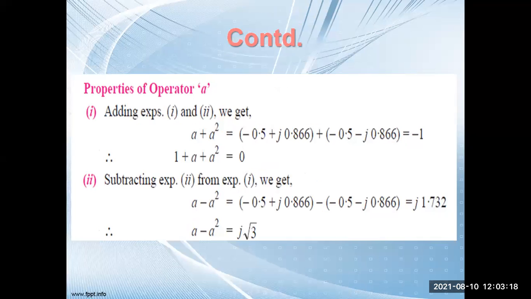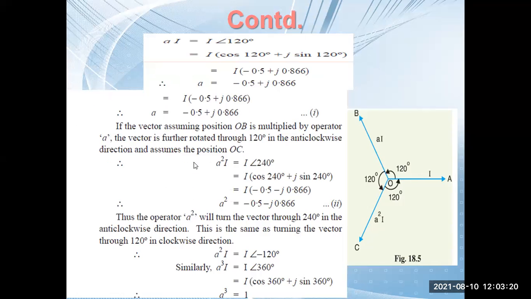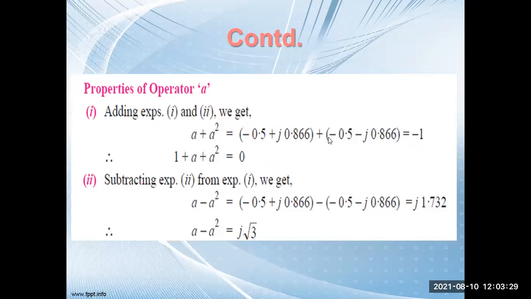Now you see this A plus A square. Now we are doing some addition. A equals minus 0.5 plus j 0.866. Now A square equals minus 0.5 minus j 0.866. So if we are adding these two, this becomes minus 1. So we can write one identity, that is 1 plus A plus A square equal to 0.